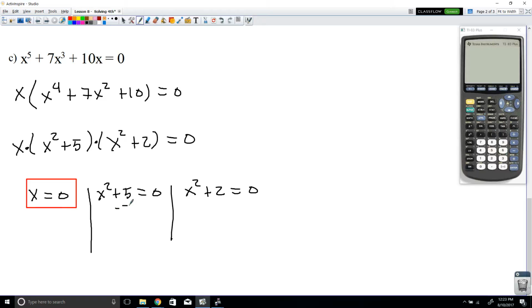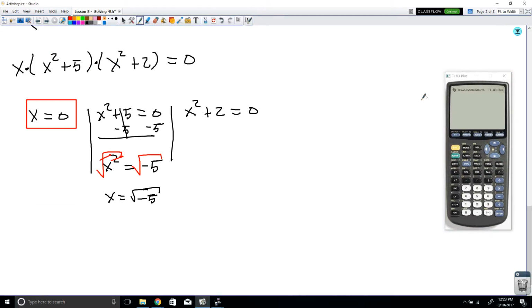Let's solve for this. Take away 5. x squared equals negative 5. And again, if you want to cancel out the exponent, we take the square root. So now this says that x equals the square root of negative 5, which we already said is no real solution.